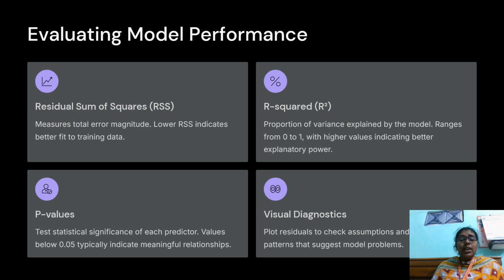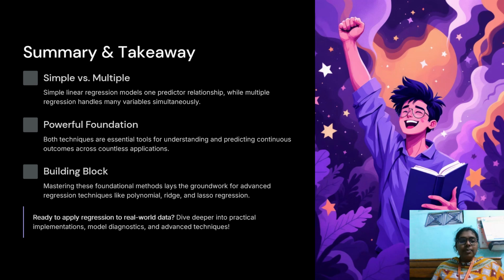Evaluating model performance: residual sum of squares, RSS, measures total error magnitude; lower RSS indicates a better fit to training data. R-squared is the proportion of the variance explained by the model, ranging from 0 to 1, with higher values indicating better explanatory power. P-values test the statistical significance of each predictor; values below 0.05 typically indicate meaningful relationships. Residual diagnostics means plots used to check the assumptions and patterns and suggest model problems.